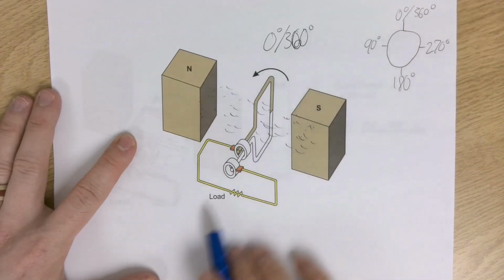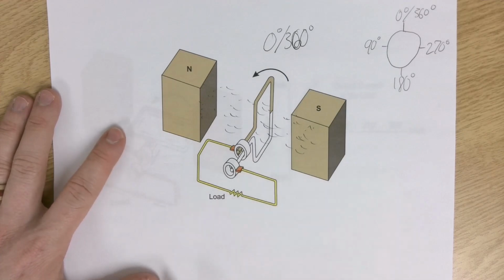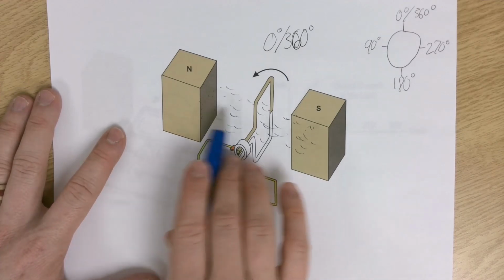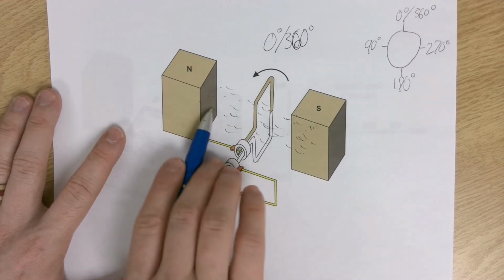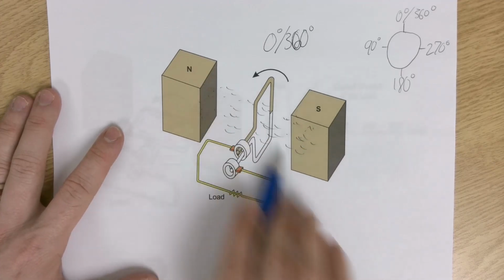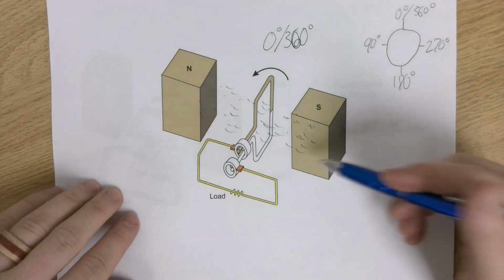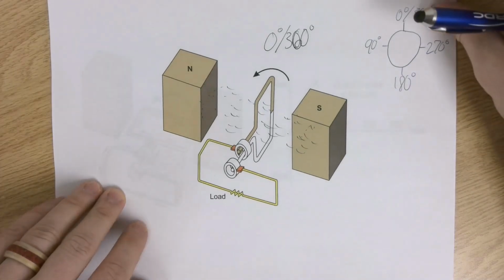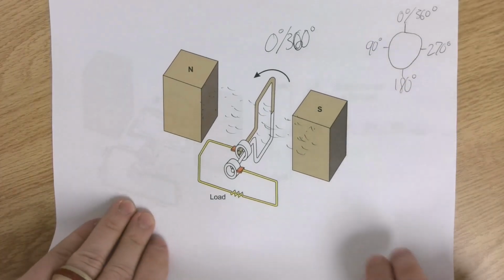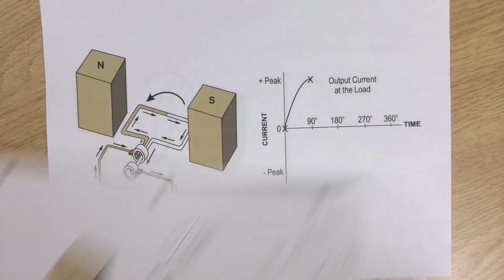So at 0 degrees, we are producing 0 volts. We are not cutting magnetic lines of flux. They're just kind of falling through the middle of the armature. Nothing substantial is really happening. This will be known as our neutral position. So there's nothing happening in terms of voltage.